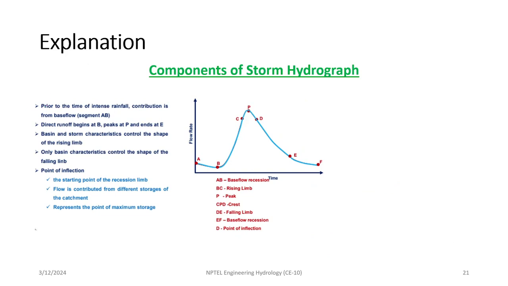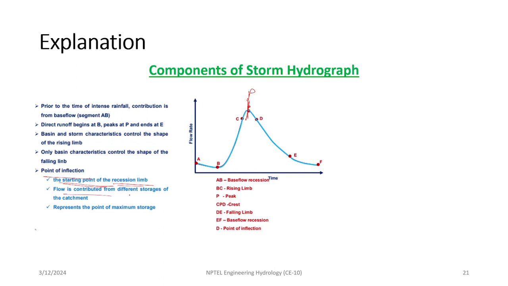Components of a storm hydrograph, you all are aware of this. Now there is one important point that I want to highlight, that is the point of inflection. This is the starting point of the recession limb. So what is the recession limb? That is P. P is the peak. Yes, you are right. So it is the starting point of the recession limb, just after P only it will be.